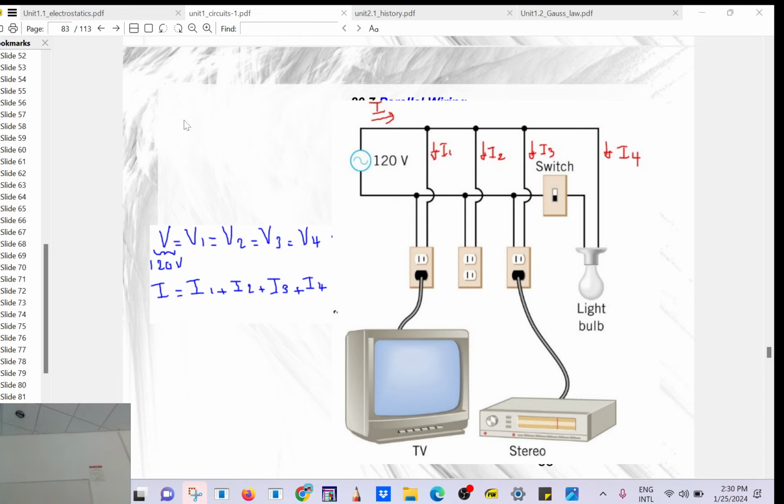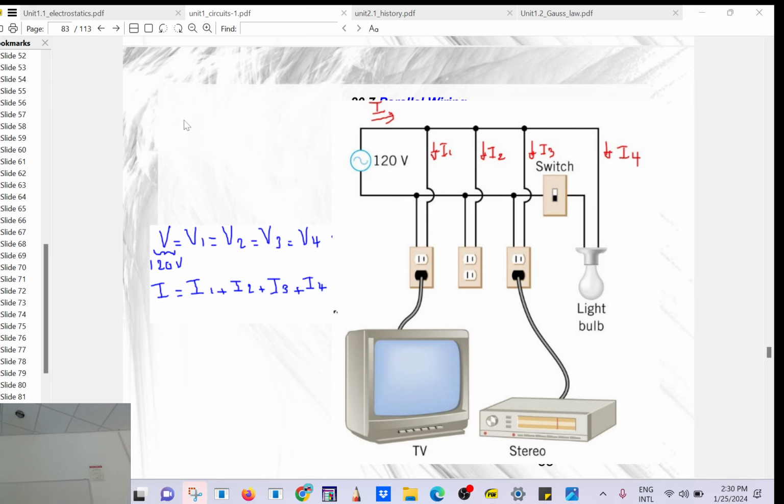Are they happy now? No, not so much, right? They get very dim because not only has the current been divided by 3, if they are the same resistance, plus the voltage also is divided by 3, so not so happy.